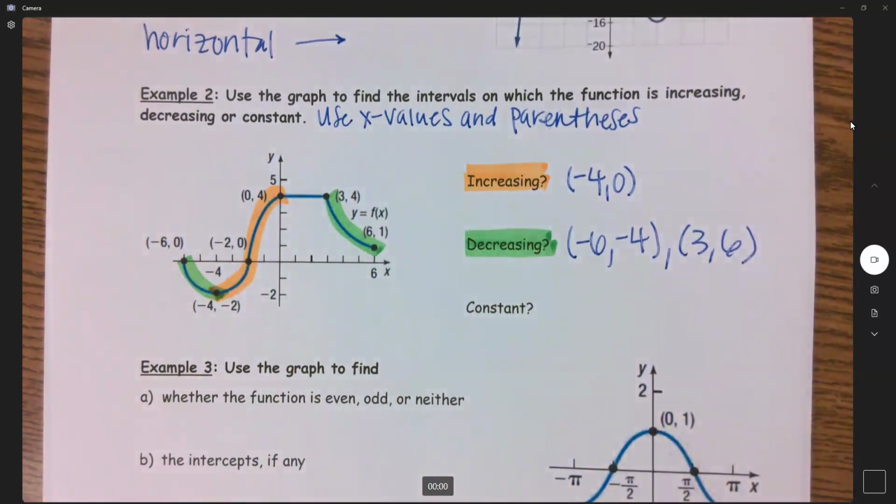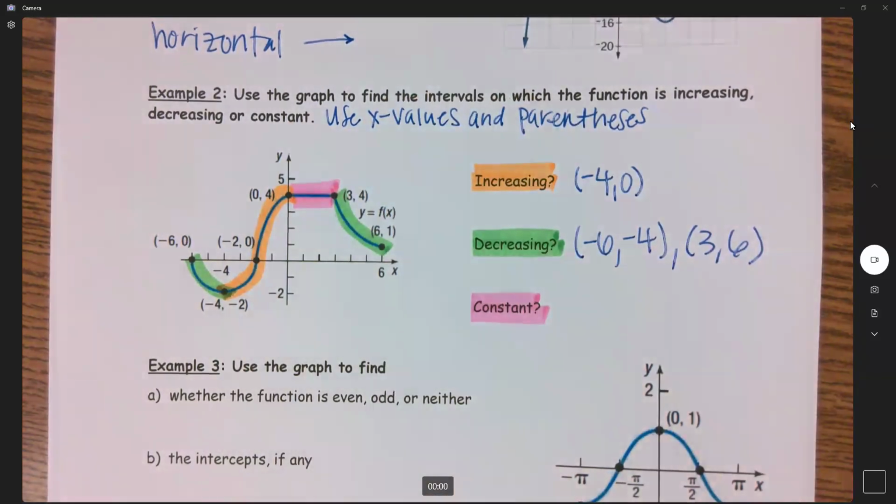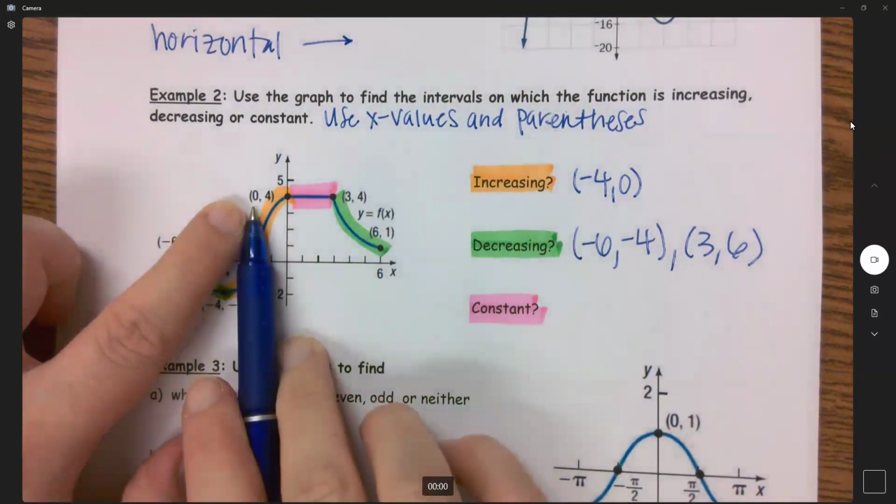Okay, so then that leaves my unhighlighted part to be constant, so I might as well highlight it. And it is constant, that horizontal line from 0 to 3.